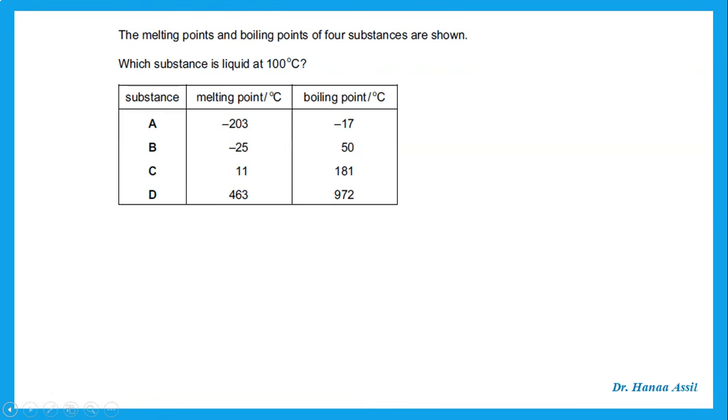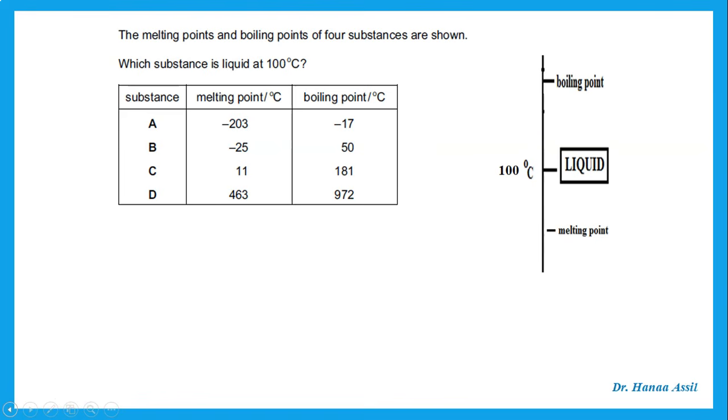Okay, so let's see this question. The melting points and boiling points of 4 substances are shown. Which substance is a liquid at 100? He's not asking at room temperature, he's asking at 100. Now, for something to be a liquid at 100, what does that mean? We said that means its melting point is lower than 100, but its boiling point is higher than 100. So which of these has melting point lower than 100 and boiling point higher than 100?